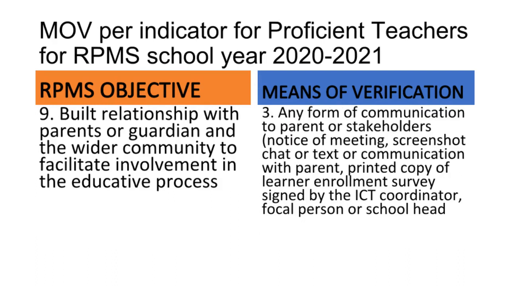RPMS objective: Built relationship with parents or guardians and the wider community to facilitate involvement in the educative process. Means of verification: Any form of communication to parents or stakeholders, notice of meeting, screenshot of chat or text or communication with parents, printed copy of learner enrollment survey signed by the ICT coordinator, focal person or school head.